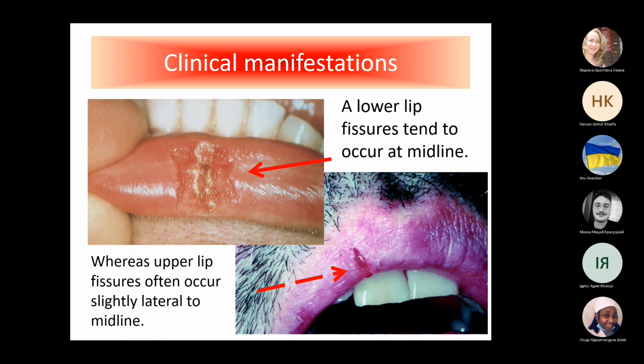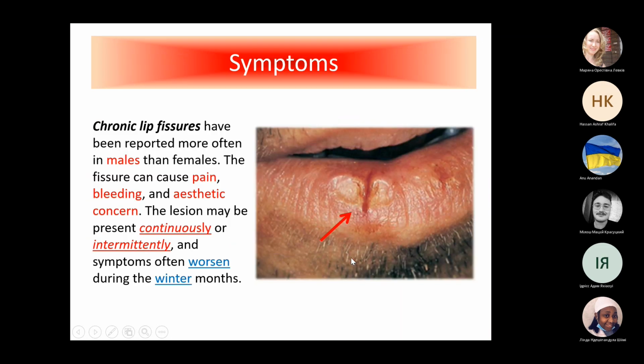Clinical manifestation. Lower lip fissures tend to occur at the midline. Upper lip fissures often occur laterally to the midline. Chronic lip fissure has been reported more often in males than females. The fissure can cause pain, bleeding, and aesthetic concern. The lesion may be present continuously or intermittently, and symptoms often worsen during the winter months.